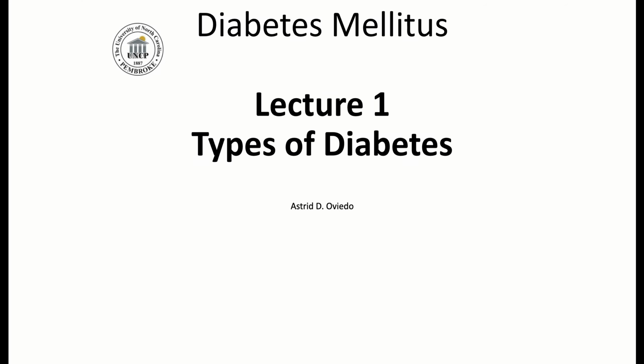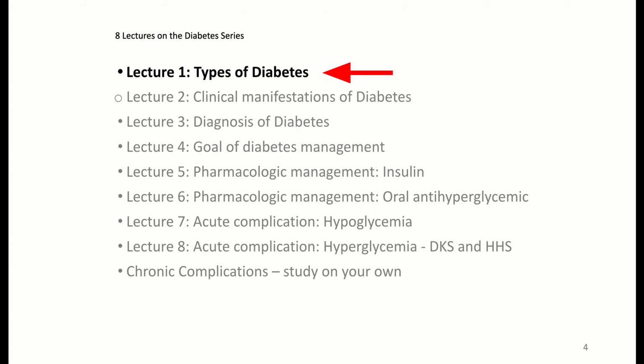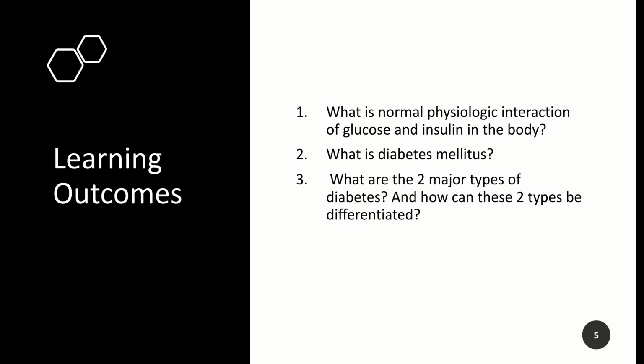Lecture 1, Types of Diabetes. This is lecture 1 of the 8 lecture series on diabetes. By the end of this lecture, you should be able to answer these questions. One, what is the normal physiologic interaction of glucose and insulin in the body? Two, what is diabetes mellitus? Three, what are the 2 major types of diabetes, and how can these 2 types be differentiated from each other?